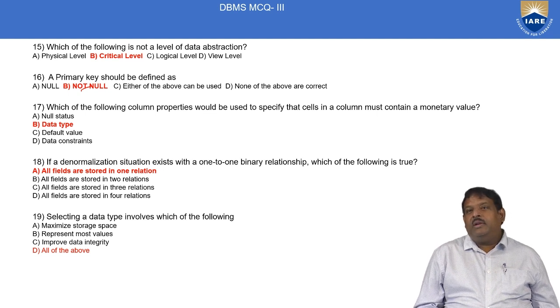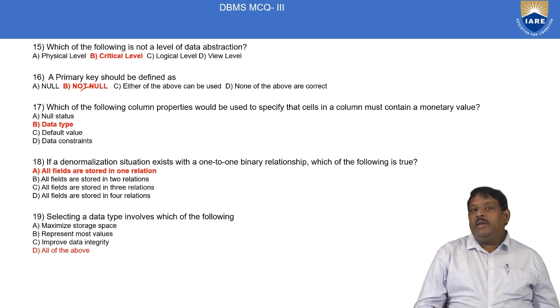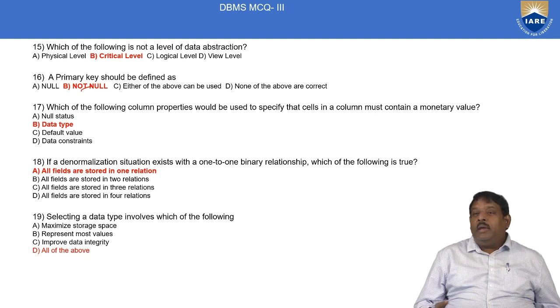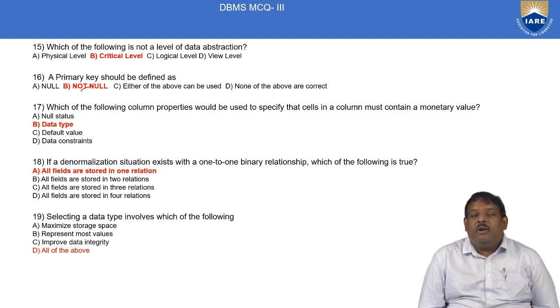So data type will tell you what type of data you want to store in that column, that attribute. If I say the data type of a column is integer, then I expect only integers to be stored. There should not be any other value except integer. There cannot be a varchar field. So data type is an important property of a column which tells you what type of data you are going to store. Okay, that is a data type.